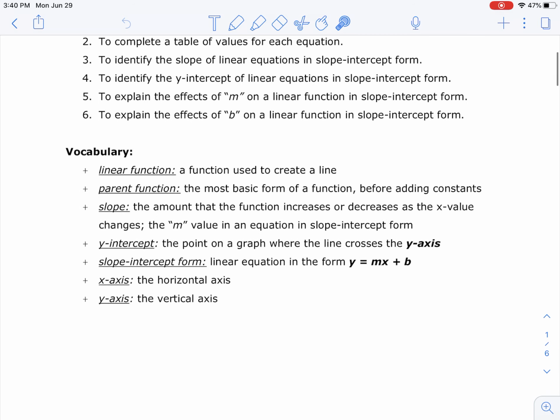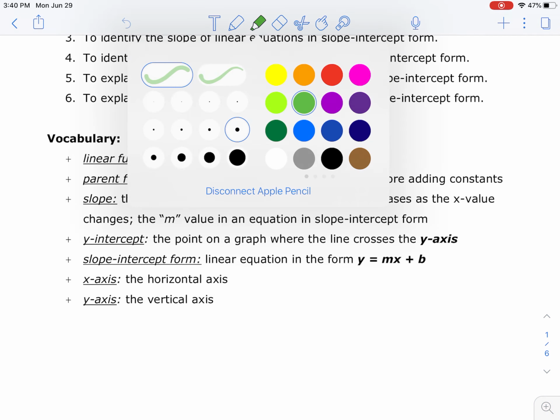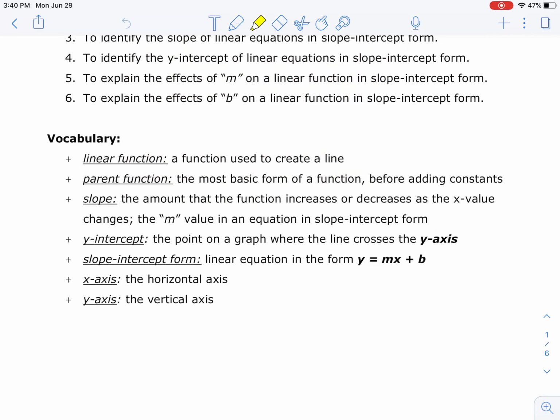The vocabulary is always here for you to come back and reference. What's a linear function? Well, a linear function is basically used to create a line. So hence line, linear function.